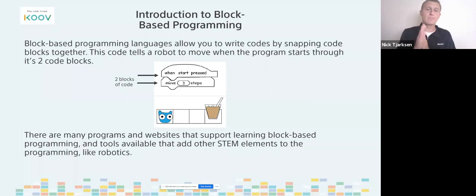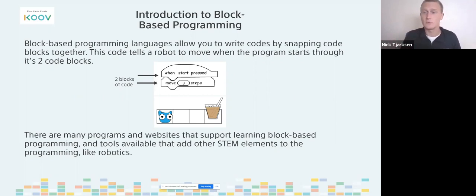So block-based programming languages allow you to write code by snapping blocks together, like how I showed in my last example. For this example, you can see there are 2 blocks of code here: a when start pressed block, and a move blank steps block. If I look at this image below, this is my little pal right here, and my goal is to get my computer pal over to his drink. He's thirsty, it's early, he wants his iced coffee, we all do. So what are the instructions I have to give my little robot pal to make sure he can get his coffee in the morning?